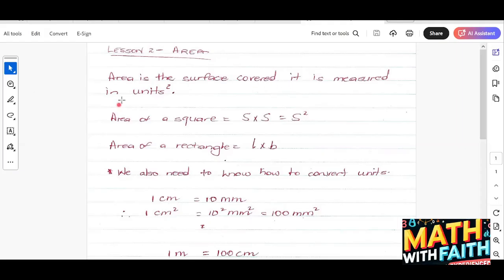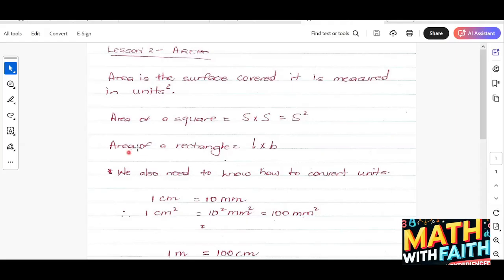It is measured in units squared. So if it's centimeters, it will be centimeters squared, because usually you have to multiply two distances to get it. So for example, the area of a square is side by side, right? Because every side is the same. So side multiplied by side, or side squared, would give you the area of a square.